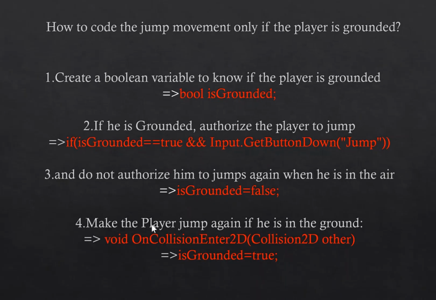Guys, you must make the player jump again if he touches the ground. So for that you have to create a new method called OnCollisionEnter2D. This is a predefined method like the Start and the Update methods. And inside this method you've got what is called a parameter. The name of the parameter here is other. So by checking the other, you must set the isGrounded value to true to authorize the player to jump again.